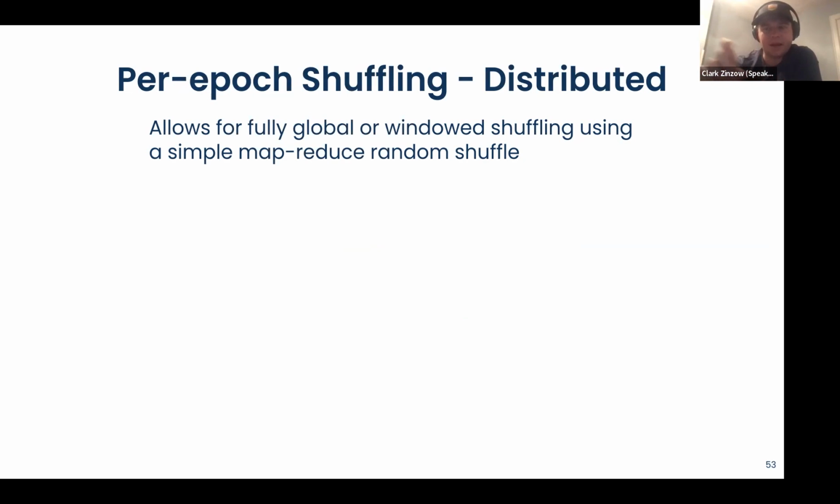If you remember the windowing API, you can actually apply this shuffling on just windows of the data set, which might be data that wouldn't fit on a single node, but it might not be the entire global data set, which might be super massive. And so with this fully global or windowed shuffle, it's doing a distributed shuffle using a simple map reduce random shuffle. So this is what the API call looks like, right?